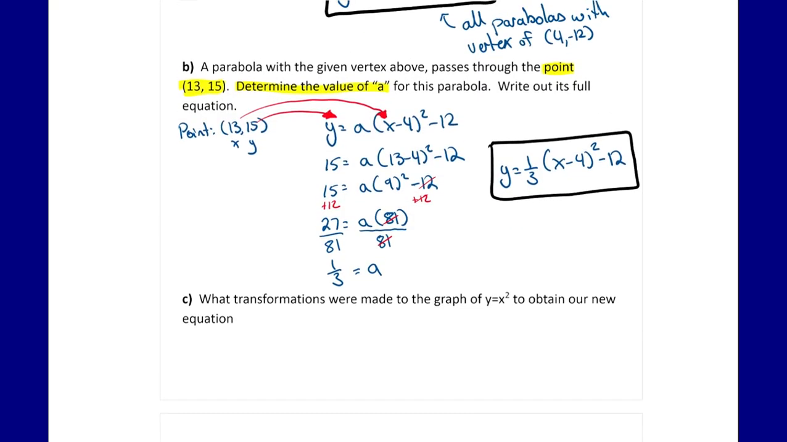The last question is asking, what transformations are made to the graph of y equals x squared to obtain our new equation? So I have to look at my a, h, and k and figure out what transformations have occurred. Well, if the a value is 1/3, then that means we have a compression. It also is positive, so it opens up. Our h value is 4, or the opposite of what we see in the equation, so that means we have a shift right, and we can be specific: shift right 4 units. And our k value is -12, so that means we shift down.